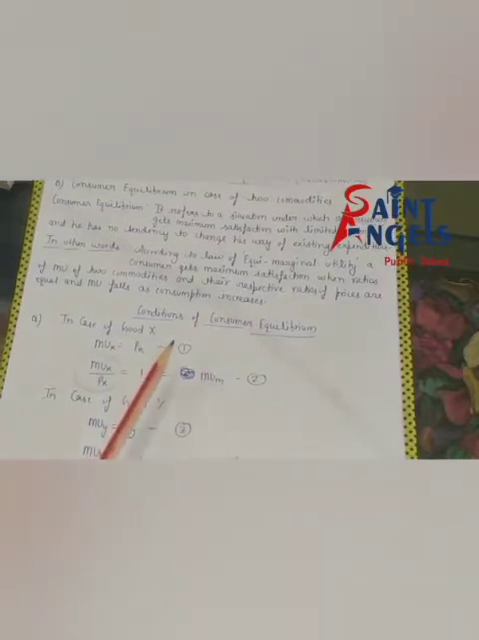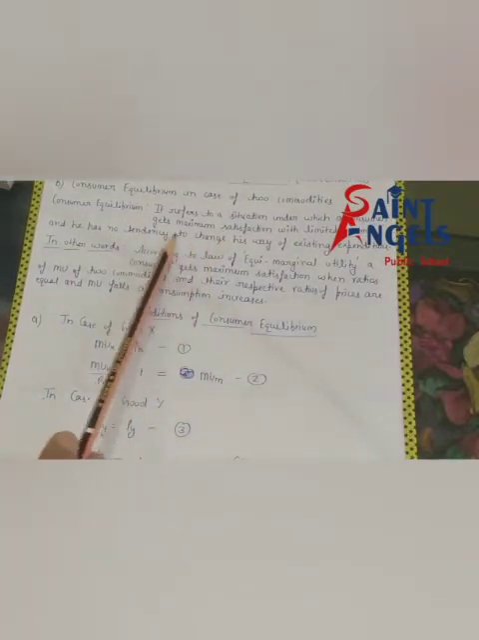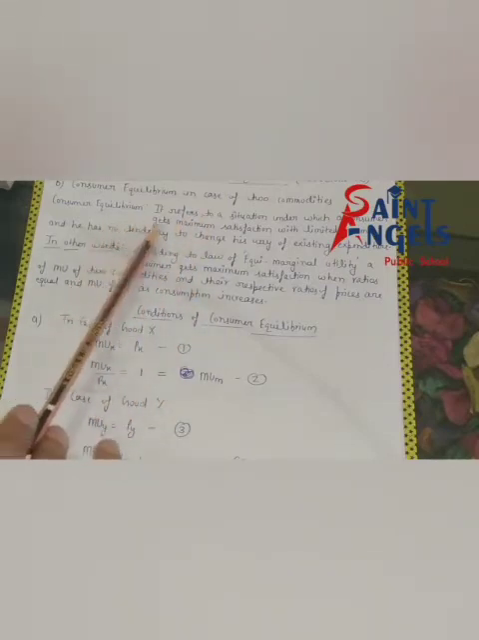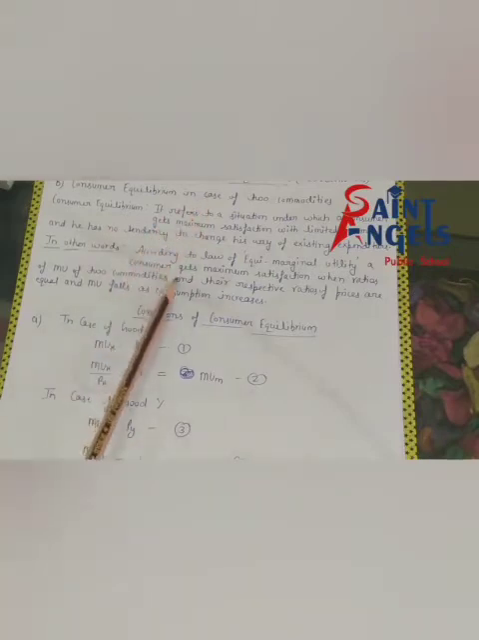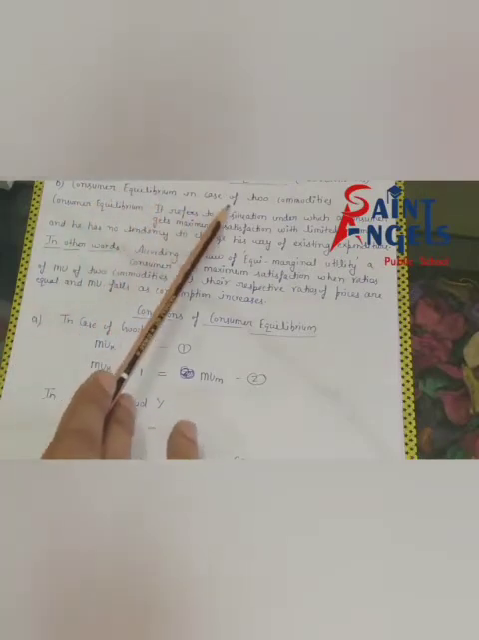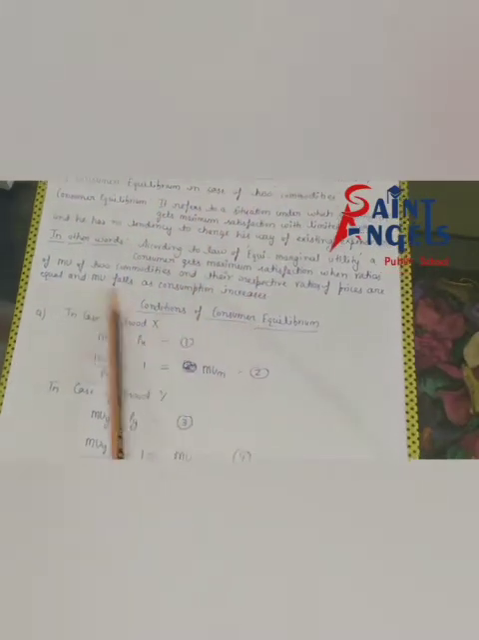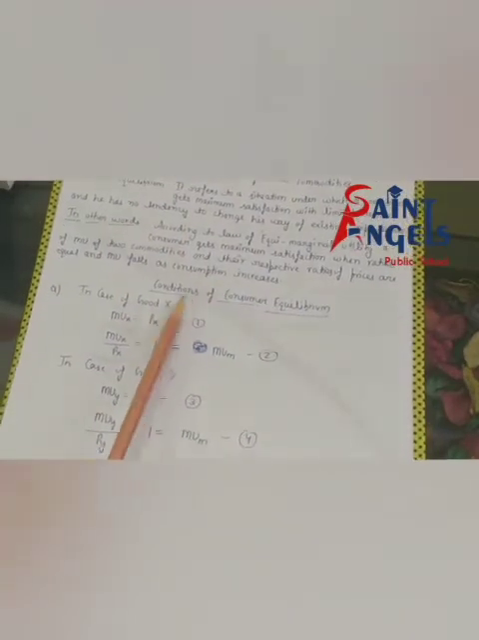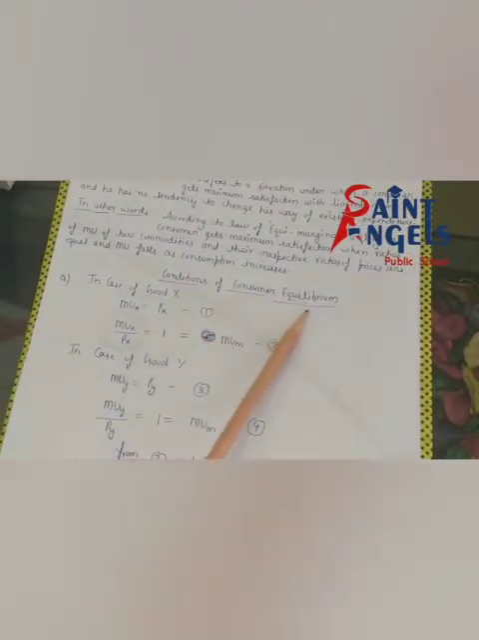I hope you can write this definition, either this definition or this definition. It's up to you. Either you can write this definition or that one if you want to explain consumer equilibrium in case of two commodities. Then after the definition of consumer equilibrium, you will write the conditions of consumer equilibrium.